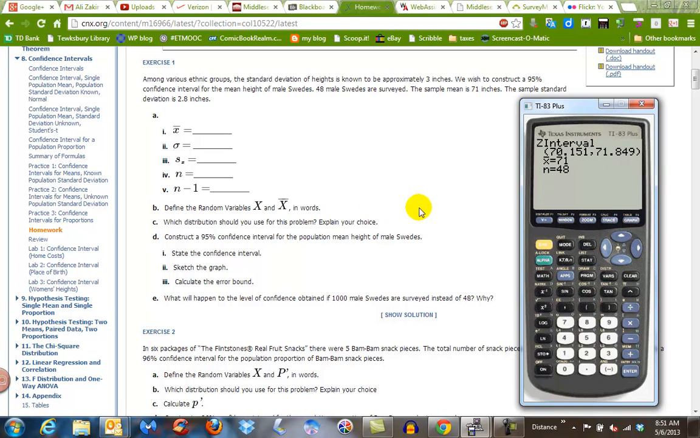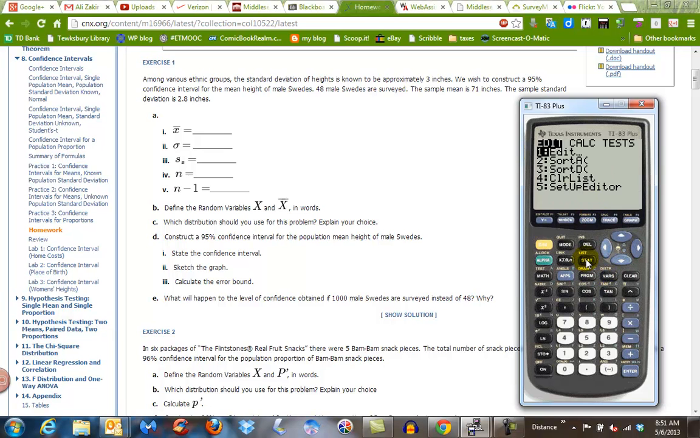Now, the error bound is the space between these two, the error around the mean. So I can take my higher value, 71.849, and subtract off 71, and I would find that my error bound here would be 0.84 or 0.85, depending on how many places they ask us to round. So that's how we would use a z-interval.